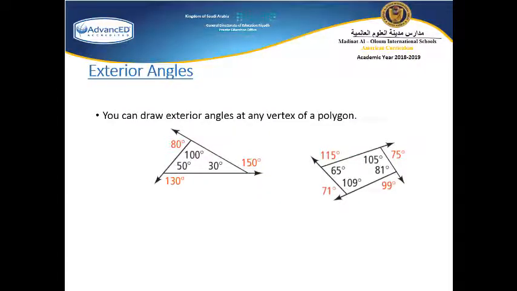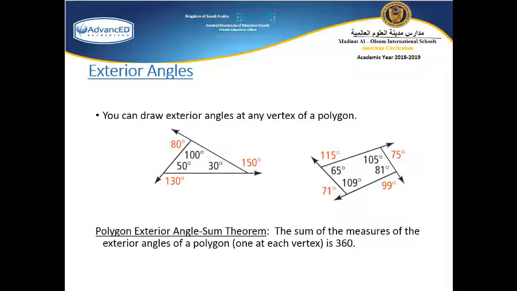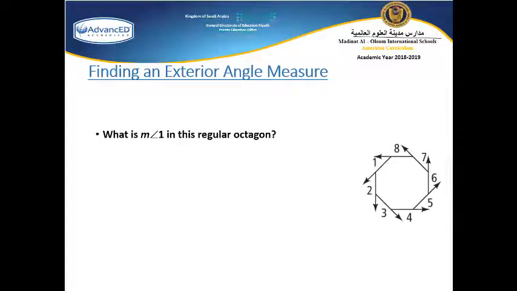How do we find the measure of the exterior angles? The sum of the measures of the exterior angles of any polygon is 360 degrees. Whether it is a triangle, quadrilateral, pentagon, hexagon, any polygon, the sum of the exterior angles equals 360 degrees. By applying this fact, how do we find the measure of angle 1 in this regular octagon? A regular octagon has 8 sides.